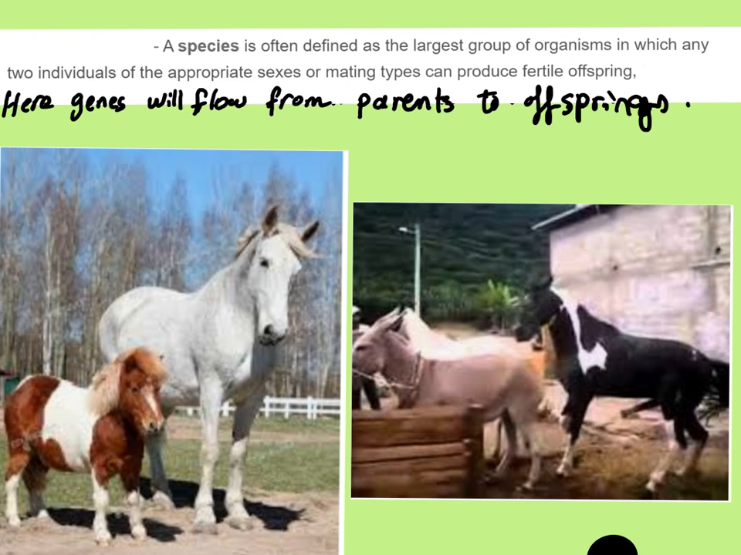Okay, in this way, genes can flow from the parents to offspring. So you can see two different animals that look different, but they can interbreed. Here, the horse and pony. They are two different species, but they can interbreed and produce fertile offspring. So we can consider this as a limitation for the reproductive definition of species. Did you get the point?